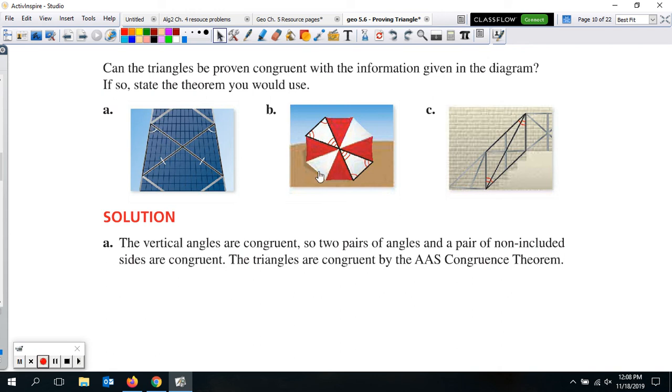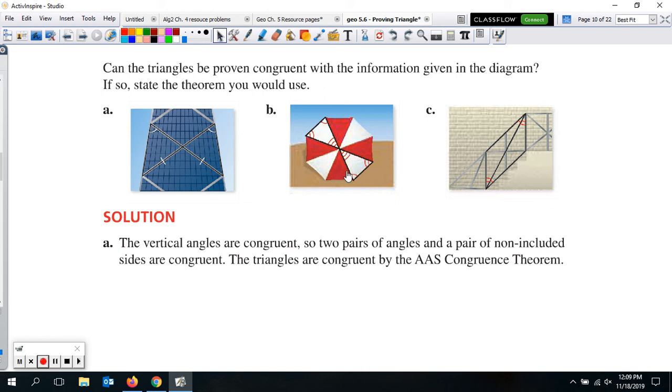On the kind of umbrella here, you have all three angles shown congruent. So that is not enough information. You need a side. You definitely need a side. You can't just show angle congruence with just all angles.